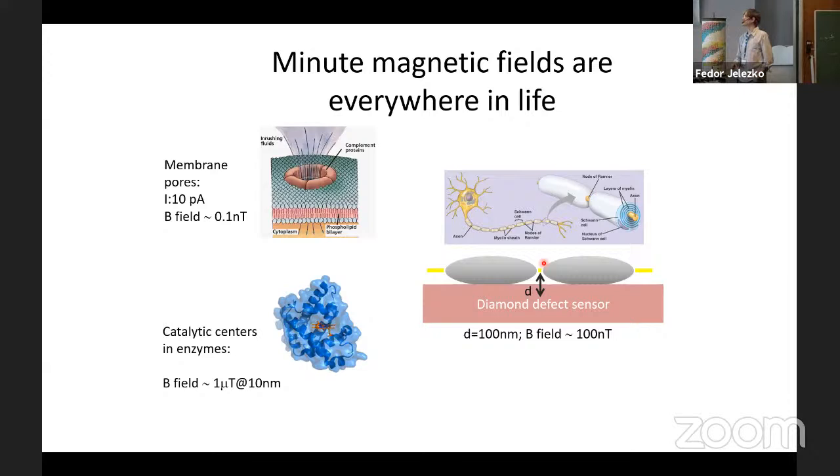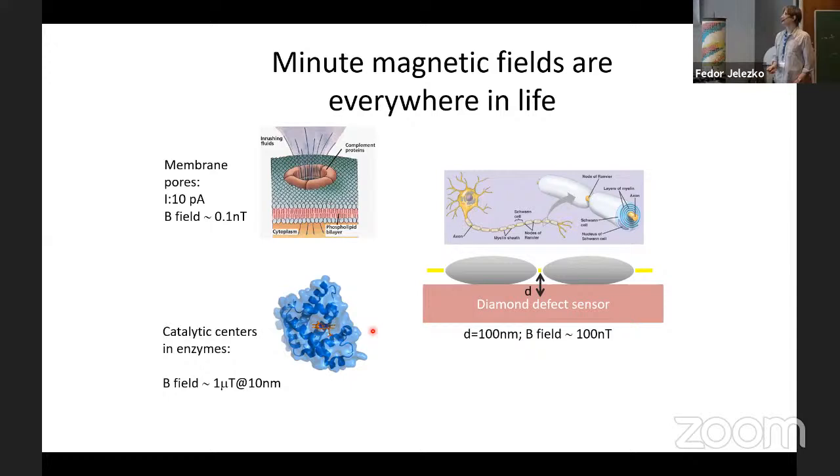Biochemical processes are often related to the catalytic action of enzymes, and during these catalytic reactions, radicals are formed, and those are carrying spins, electron spins, that can also induce magnetic fields that can be measured if you interface your enzyme with the NV center.